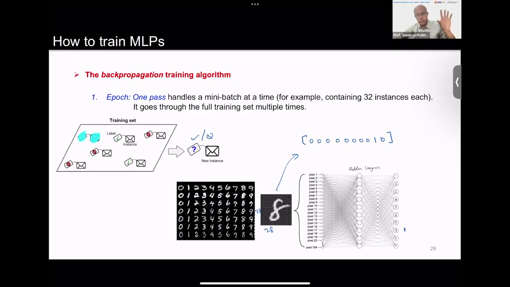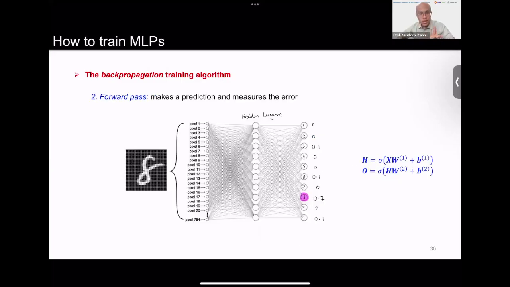So what we have done so far is that I have this training data. You divide that into smaller chunks. Each chunk you process. How we process, we will see as we progress. So now the second step is the forward pass.